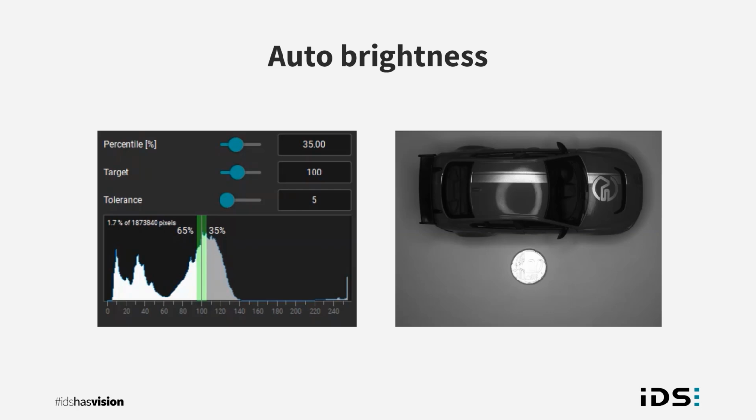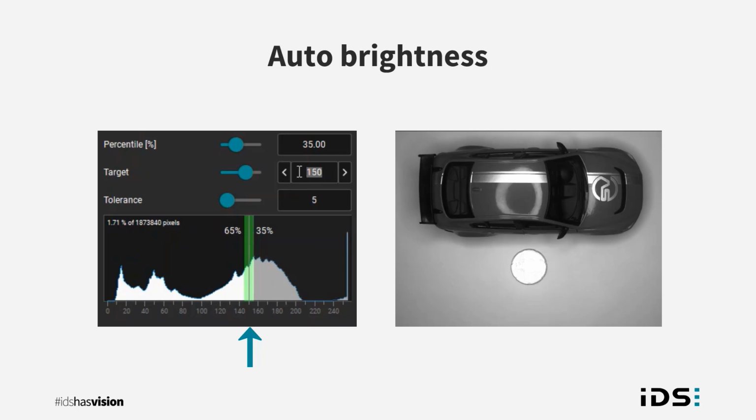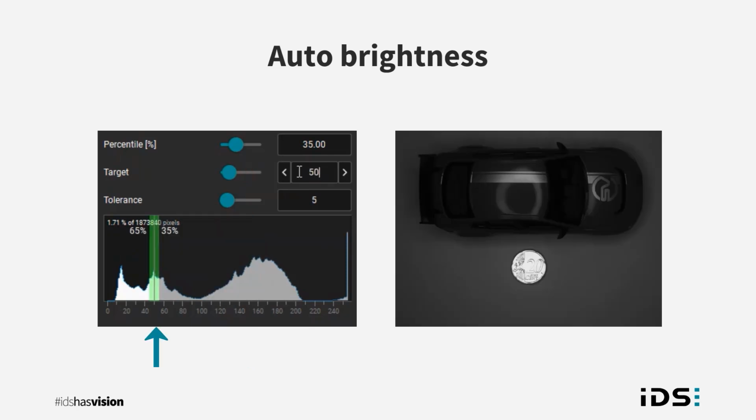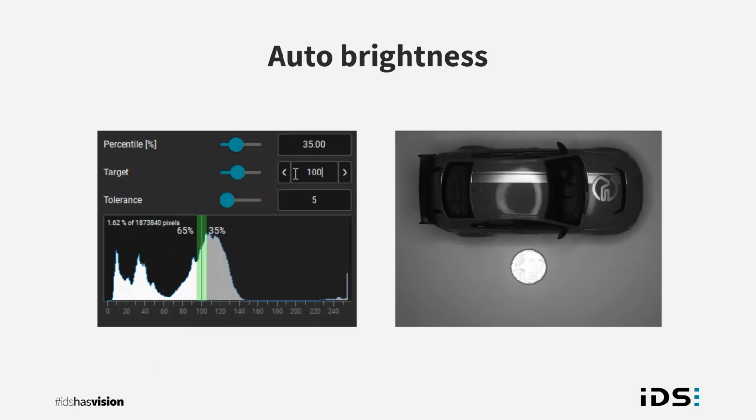The histogram here shows how the pixel brightness values are distributed across the image, with darker pixels on the left and brighter pixels on the right. For auto brightness, the key settings are target brightness, percentile, and tolerance. The target brightness sets the grey value that the auto brightness algorithm is trying to achieve. If we increase the target value, the image becomes brighter. If we decrease it, the image becomes darker. And the target line on the histogram shows this desired brightness level.